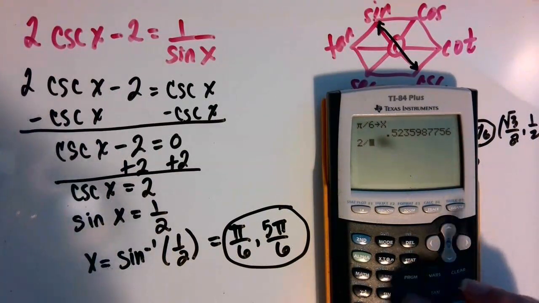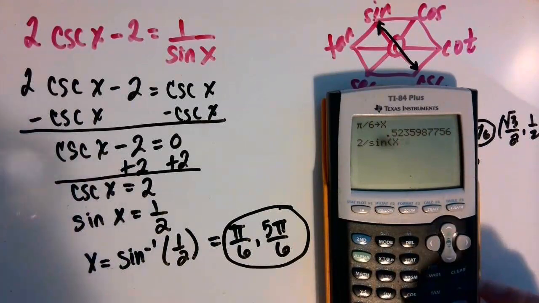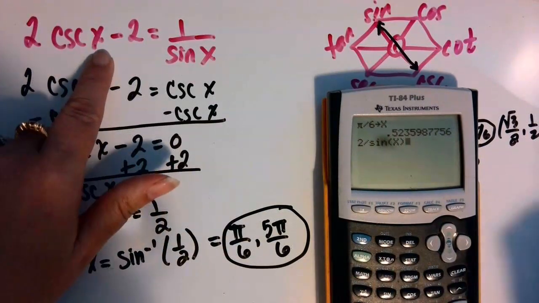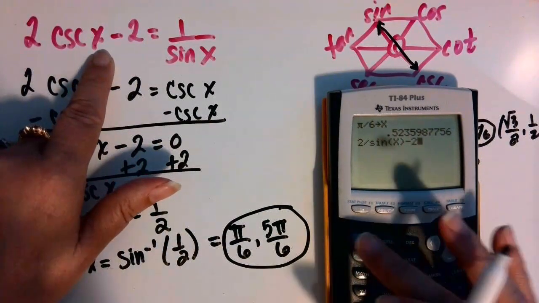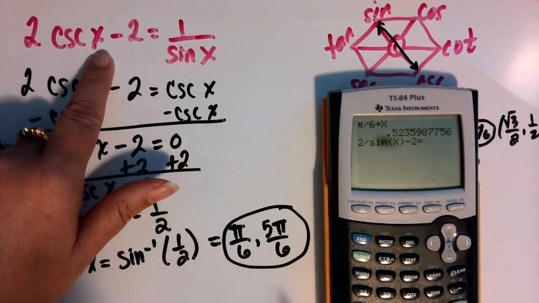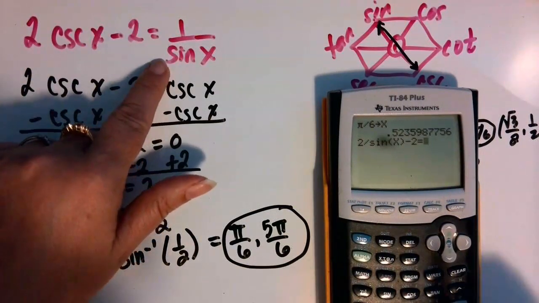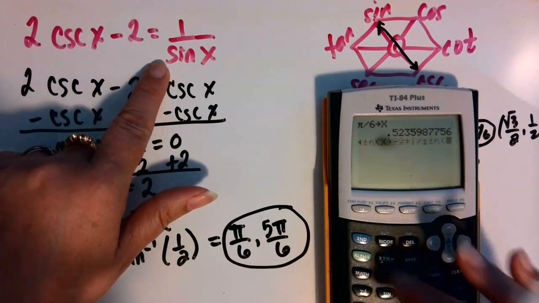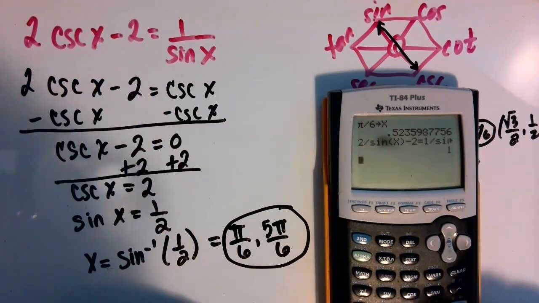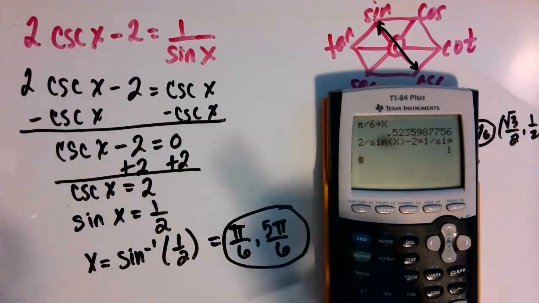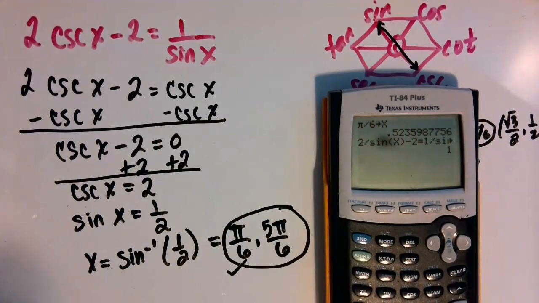So 2 divided by the sine of x instead of 2 cosecant of x, then minus 2. Then we get the equals from the test menu, and that's equal to 1 over sine of x. We press enter, we get back a 1, which tells us that pi over 6 checks.